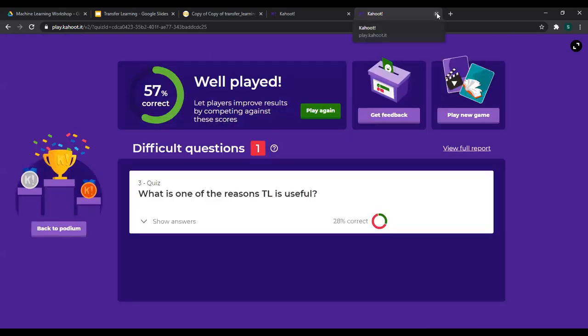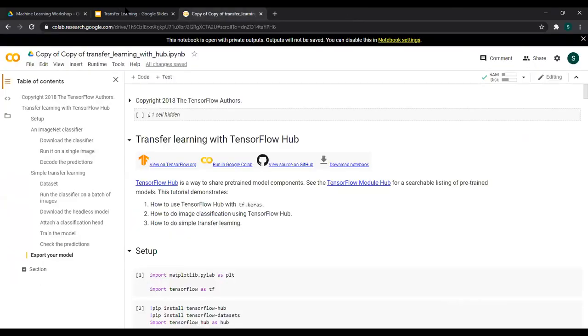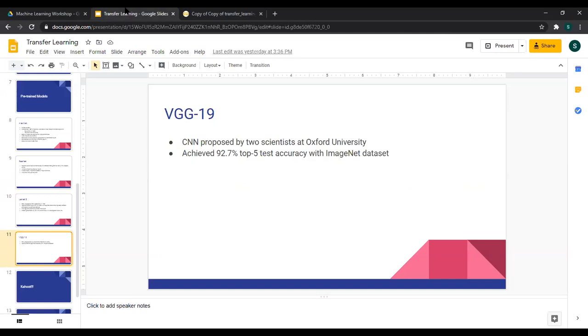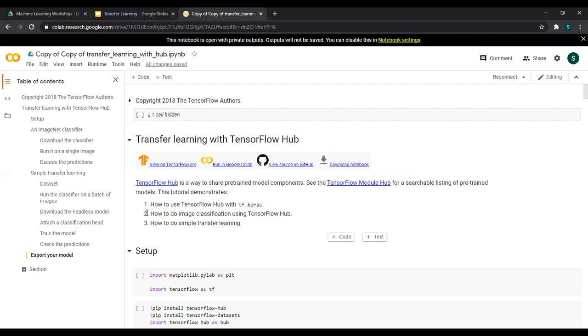Great job, everyone. Now that we've gone through a Kahoot and gone through the concepts of transfer learning, we're going to be going over a coding aspect of transfer learning. So you can just look through this. I'm just going to be explaining what the lines of code do, and this week I'm going to be giving you homework.